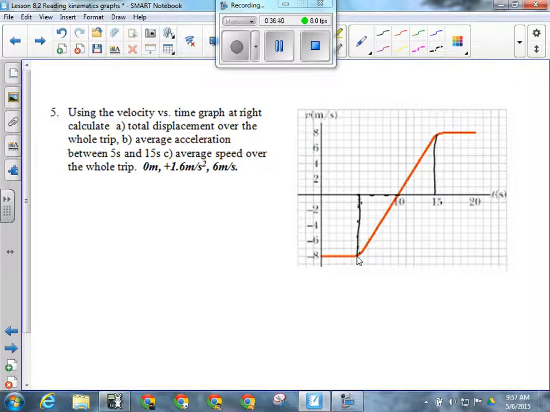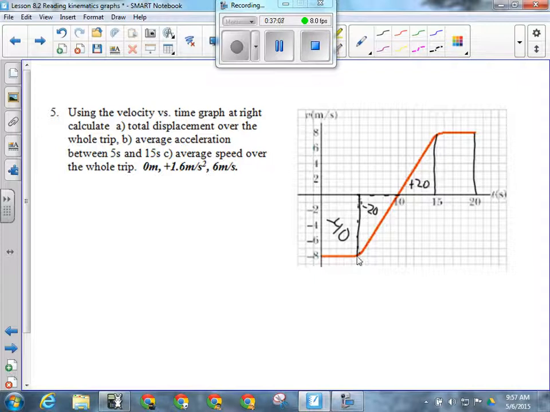Anyway, so the time intervals for all of the shapes is 5 seconds. So all we have to do is find average velocity times time. So average velocity is negative 8, times 5. So this one's negative 40. This one's going to be half of that because it's got the same base, the same height, but it's a triangle. So it'll be negative 20. This will be positive 20.